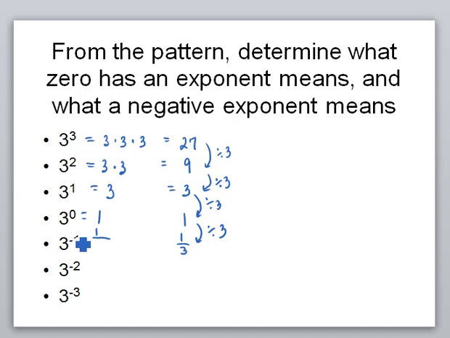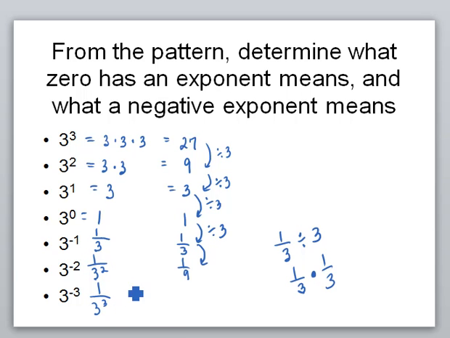So really what negatives do is they don't make the number negative, they put the number on the bottom of a fraction. So we'll do it again. 1/3 divided by 3 is like saying 1/3 times the reciprocal, 1 over 3. So that would be 1 over 9. Well, that is really, like I said, this says move it to the bottom of the fraction, 1 over 3 squared. And this last one then would be 1 over 3 cubed, or 1 over 27.